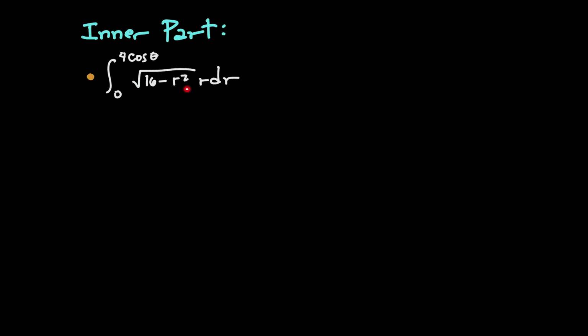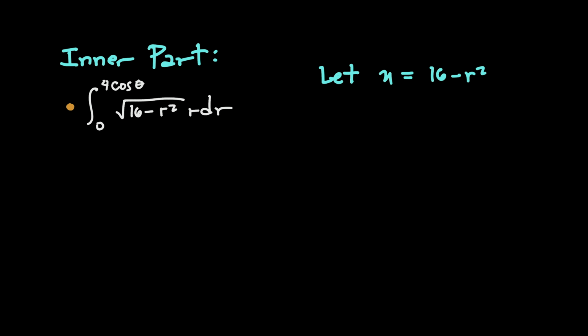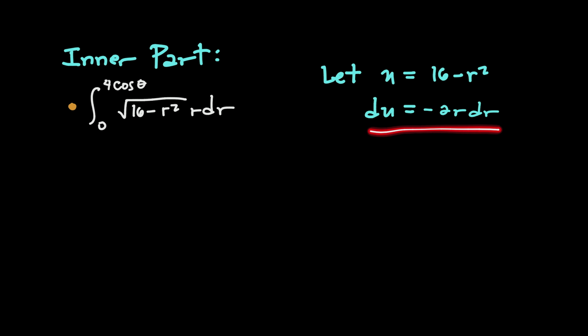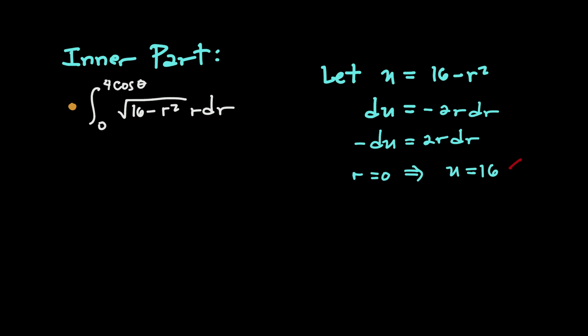So here we let u be the inside function, which is 16 minus r squared, and then we have du to be this one. We solve for r dr, which means multiplying by negative 1. Transposing the values, when r is equal to 0, u is equal to 16. And when r is equal to 4 cosine theta, we have this value.